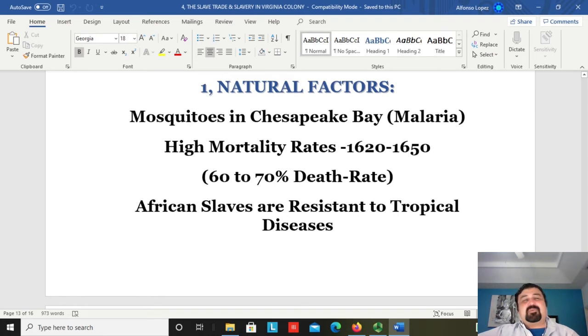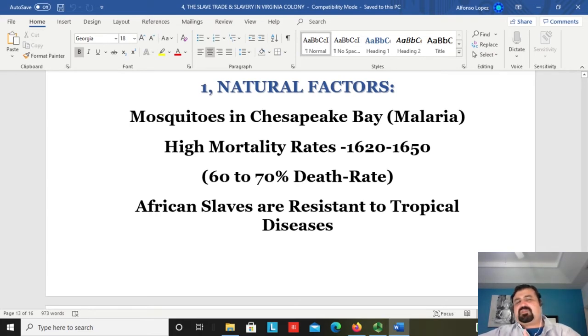There were high mortality rates from 1620 to 1650 in the Chesapeake Bay of indentured servants, to the point that 6 or 7 out of 10 indentured servants arriving didn't make it. Okay, they didn't fulfill their contract obligations of working for 7 years. By the 3rd year, they will die because of malaria.